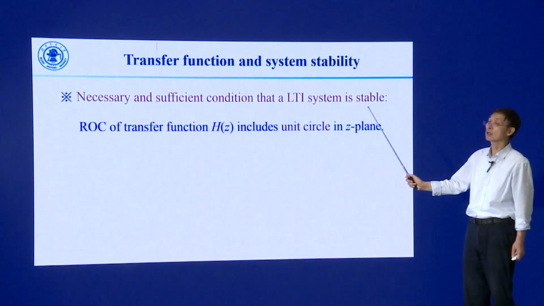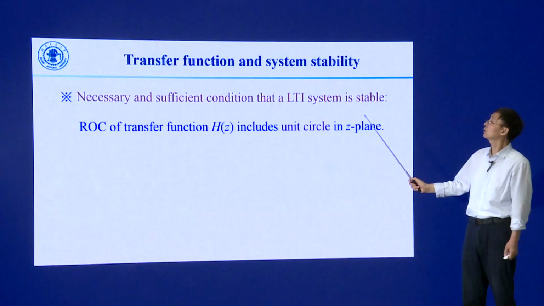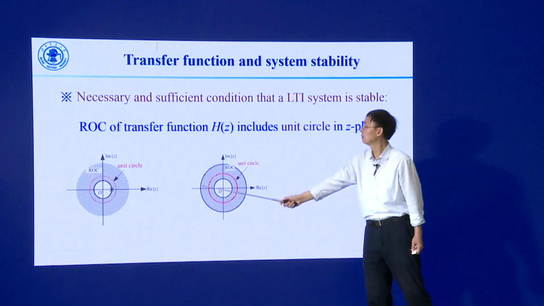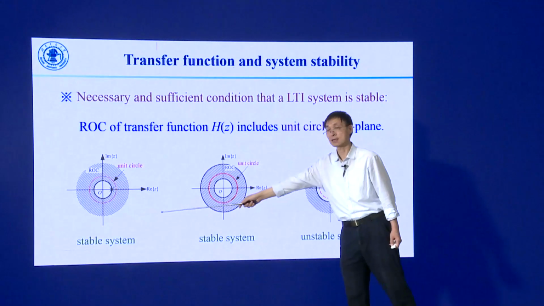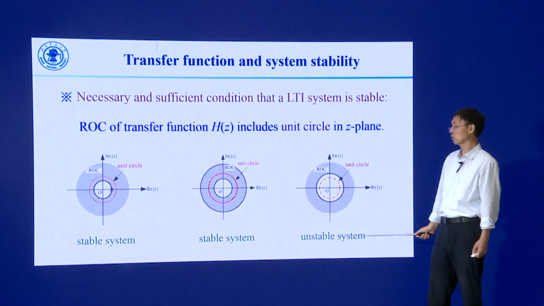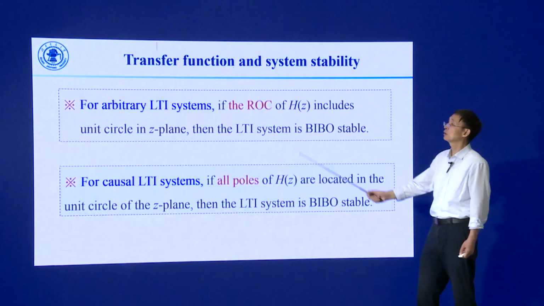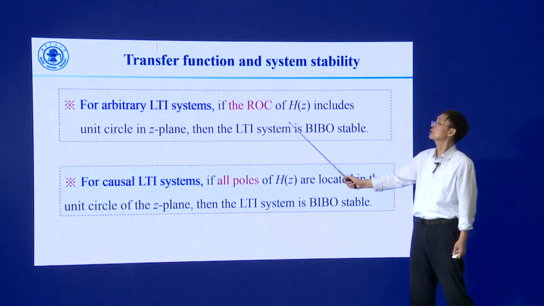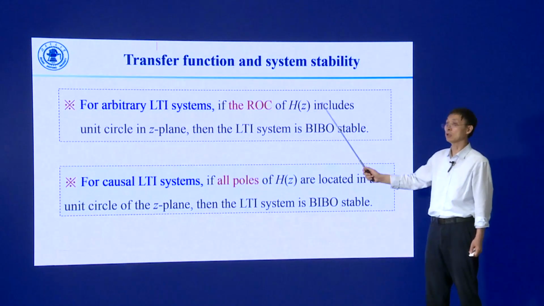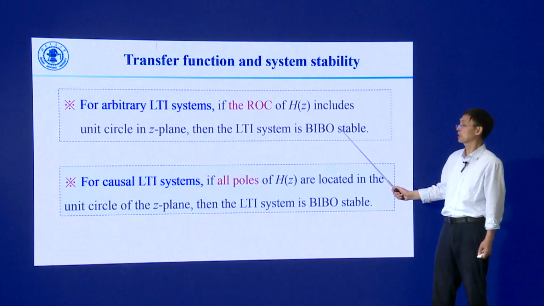The necessary and sufficient condition for an LTI system to be stable is this: if the region of convergence of the transfer function H(z) includes the unit circle in the z-plane, then the system is a stable system. For this system, it is stable, and this system is unstable. For arbitrary LTI systems, we can use the region of convergence of H(z) to determine the system stability.